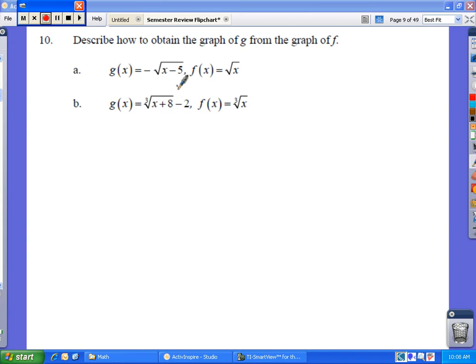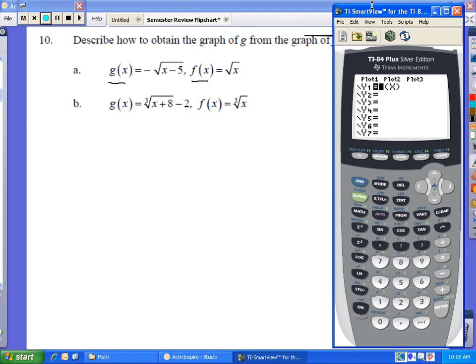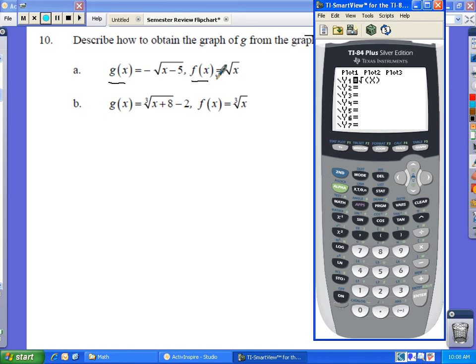Alright, so we're going to describe how you get the graph of G from the graph of F. So we are starting with the graph of F. This is also known as a transformation. So what happens to the graph from one to the other? So to do this, let's go ahead and get out our calculator and take a look first off at what f of x looks like.